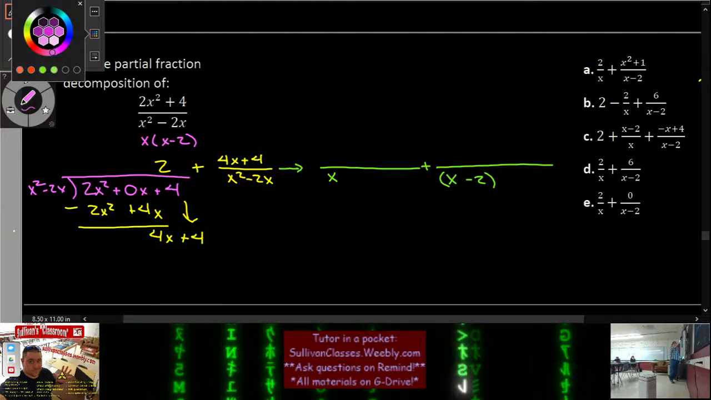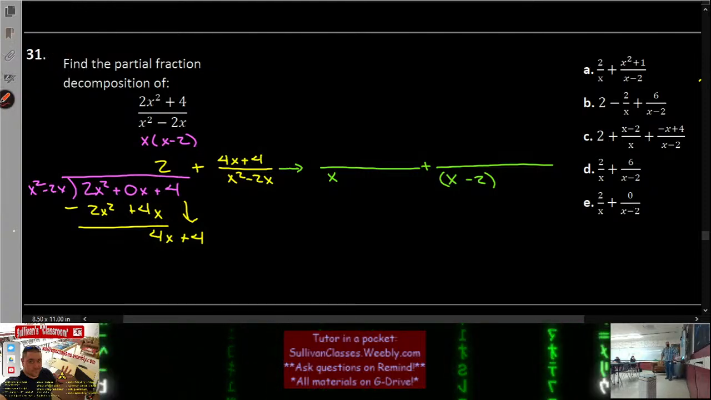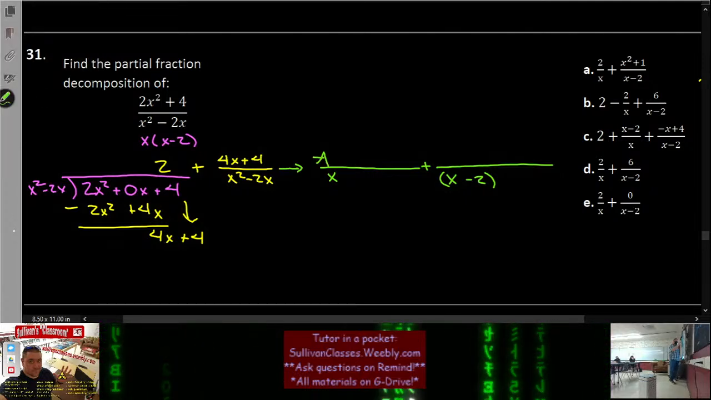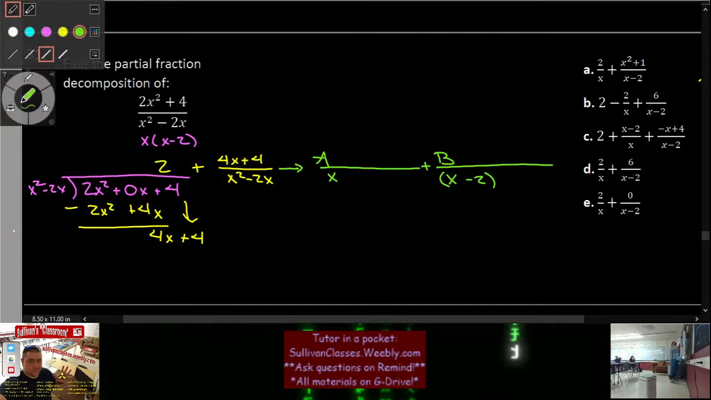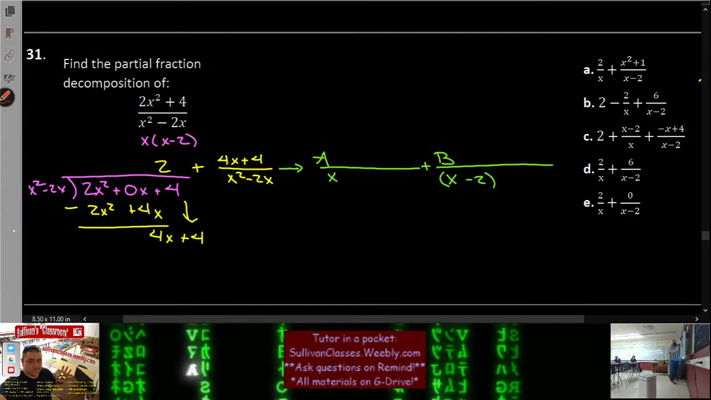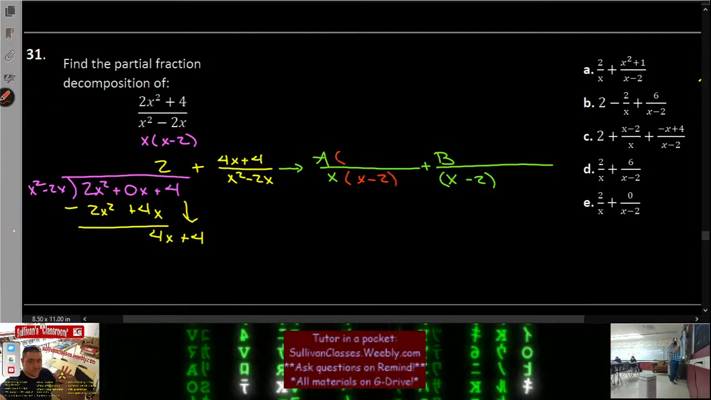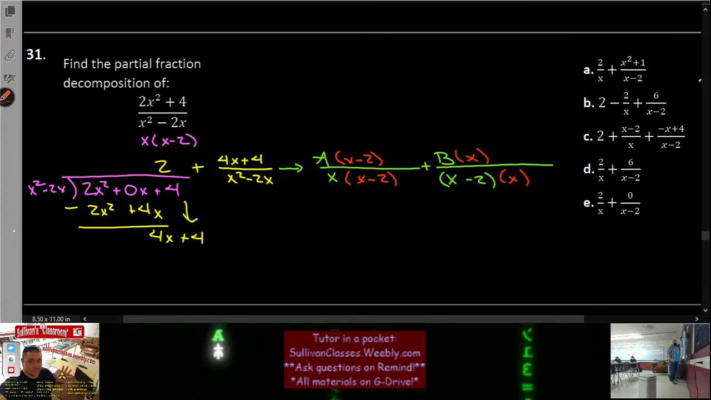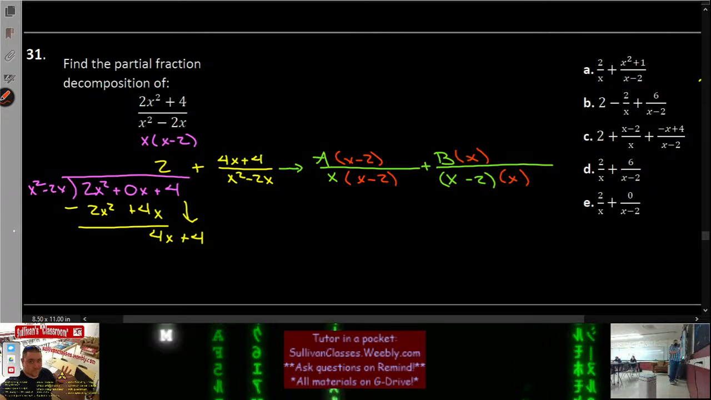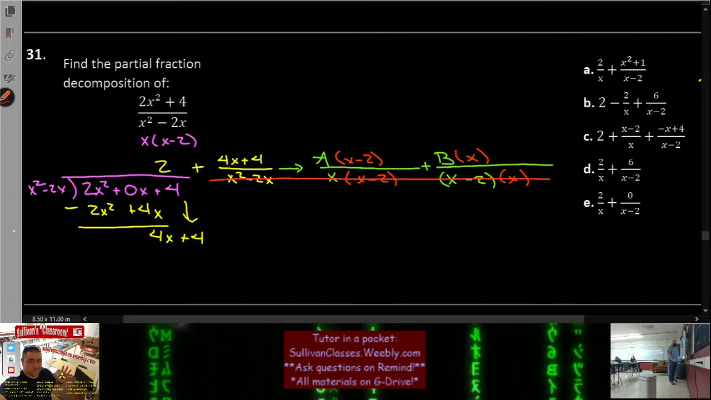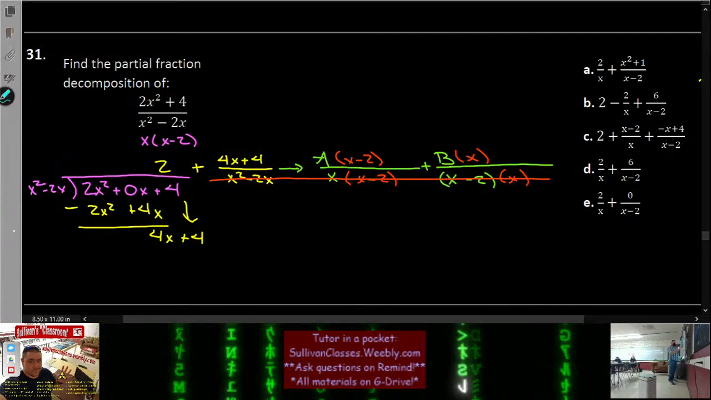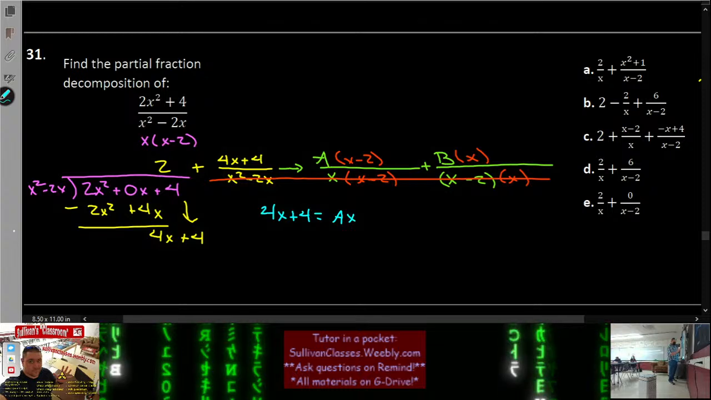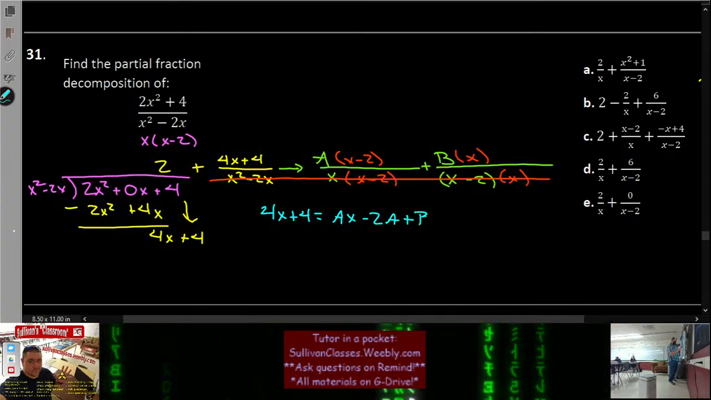Nah, you're still going to do it. I know that there was some denominator up here, a and b. I know I need common denominators. I know if I now multiply by that denominator, all this goes away, which results in 4x plus 4 equal to ax minus 2a plus bx.